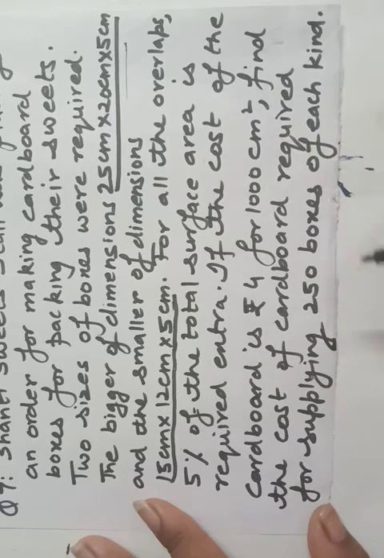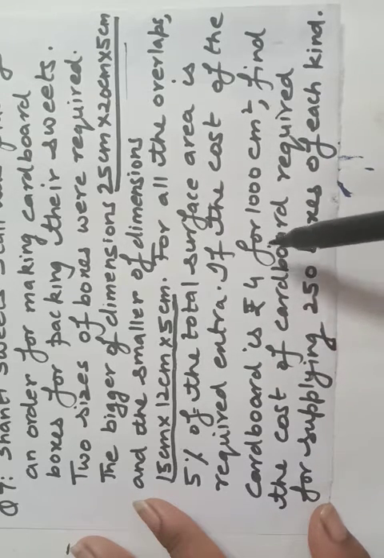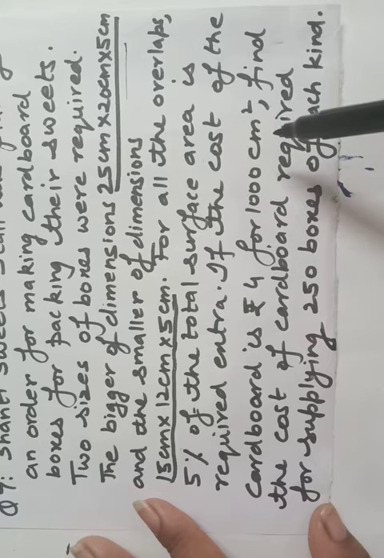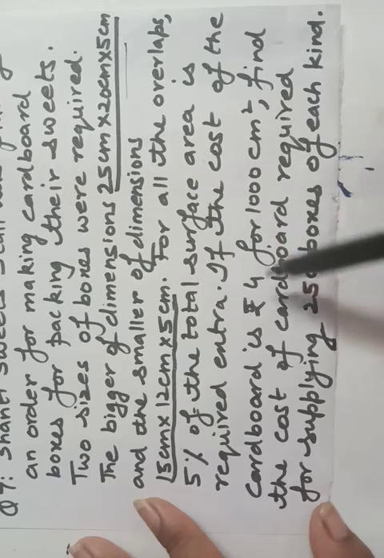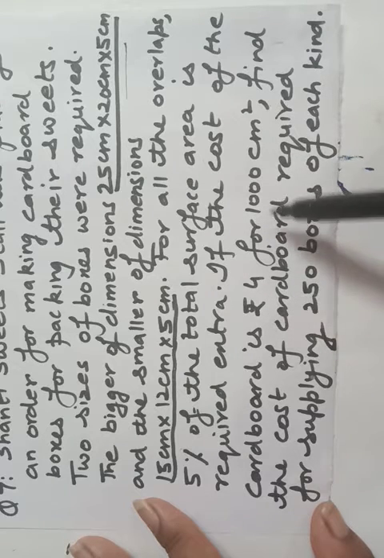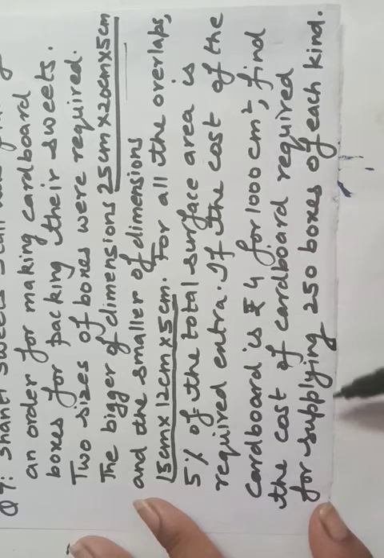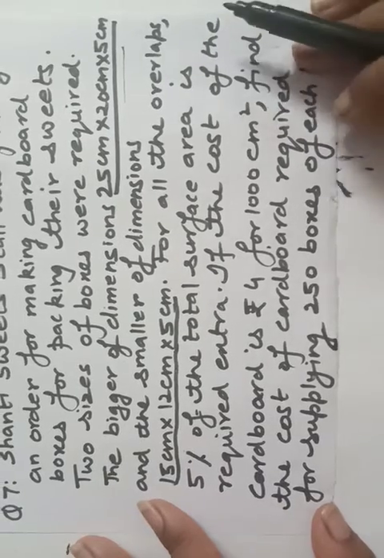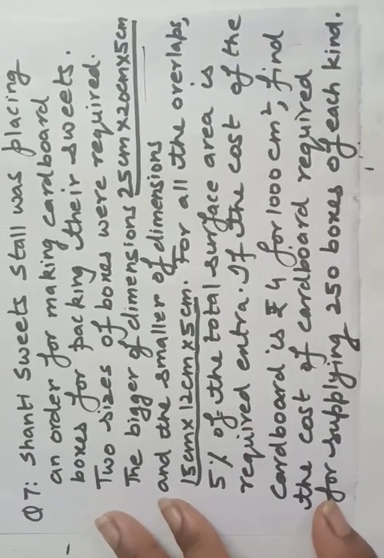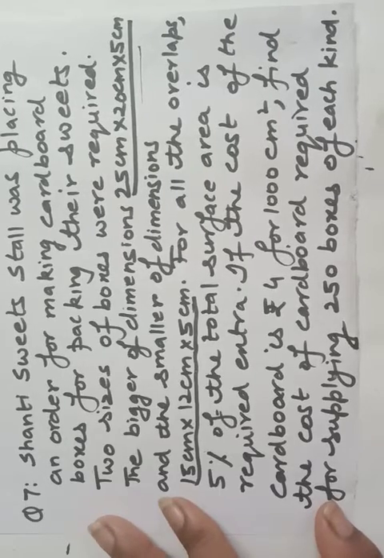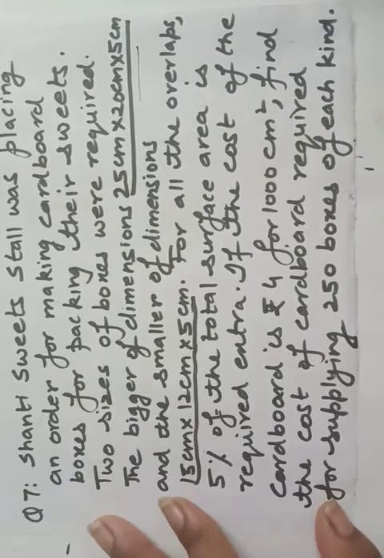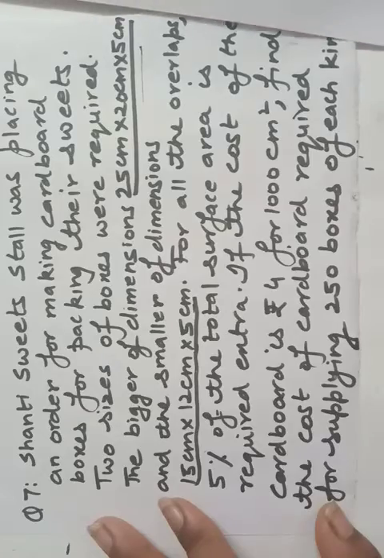If the cost of the cardboard is rupees 4 for 1000 centimeter square, here it is not given per centimeter square, so we have to see this also, for 1000 centimeter square. Find the cost of the cardboard required for supplying 250 boxes. So we need to find the total surface area for the 250 boxes. Let's start with finding the total surface area.